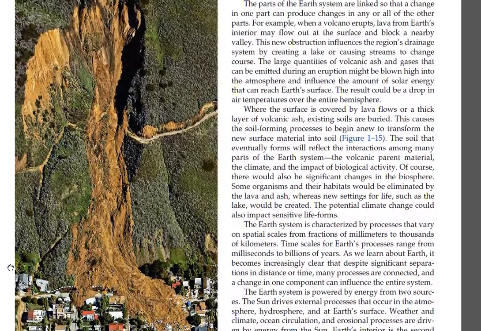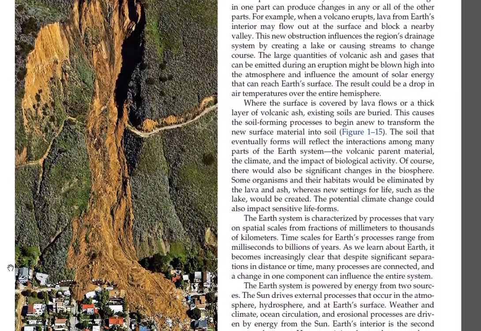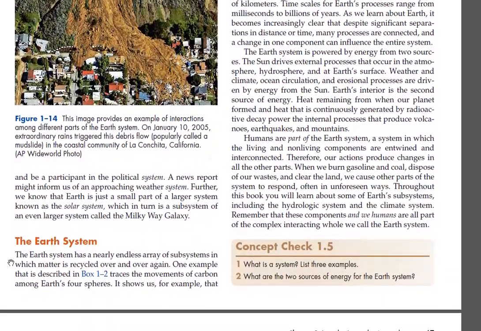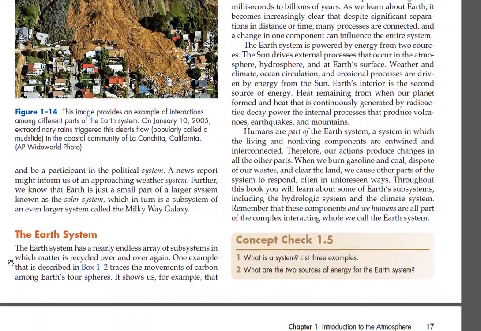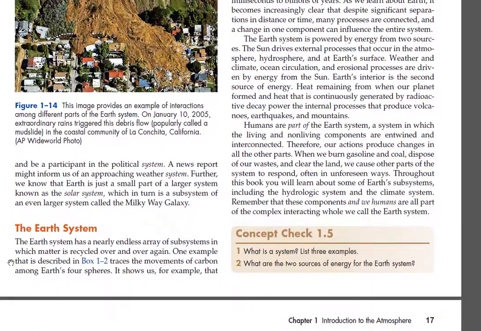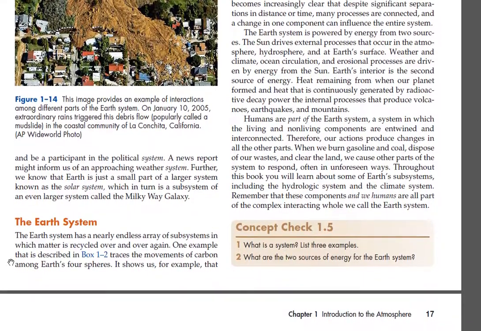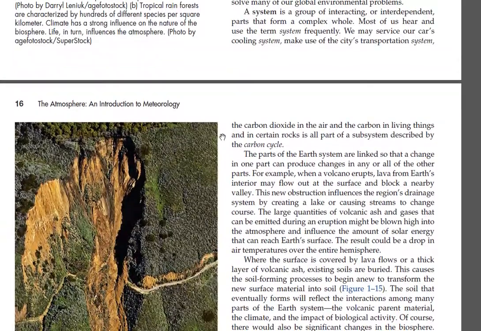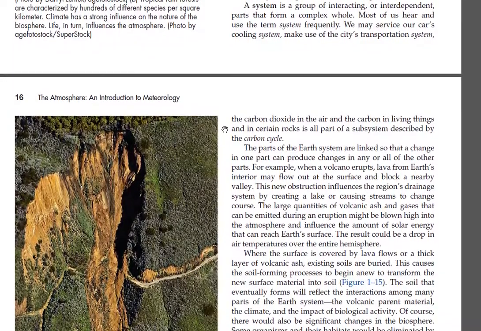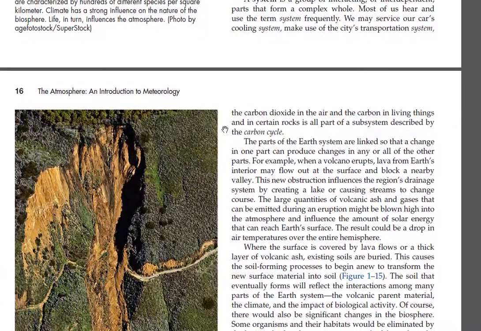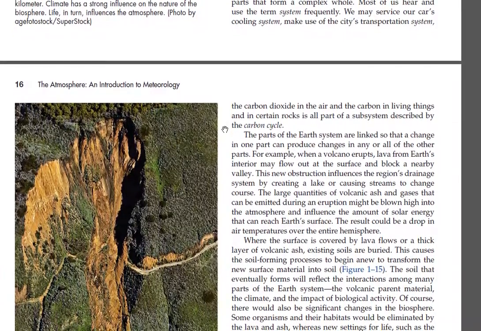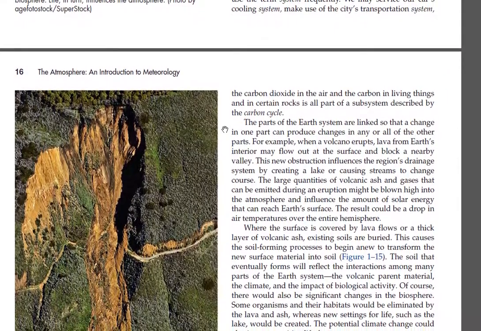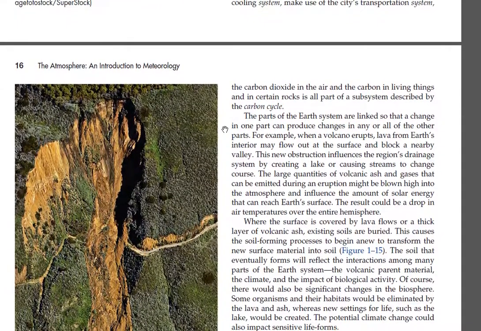The Earth System. The Earth system has a nearly endless array of subsystems in which matter is recycled over and over again. One example that is described in Box 1-2 traces the movements of carbon among Earth's 4 spheres. It shows us, for example, that the carbon dioxide in the air and the carbon in living things and in certain rocks is all part of a subsystem described by the carbon cycle. The parts of the Earth system are linked so that a change in one part can produce changes in any or all of the other parts.